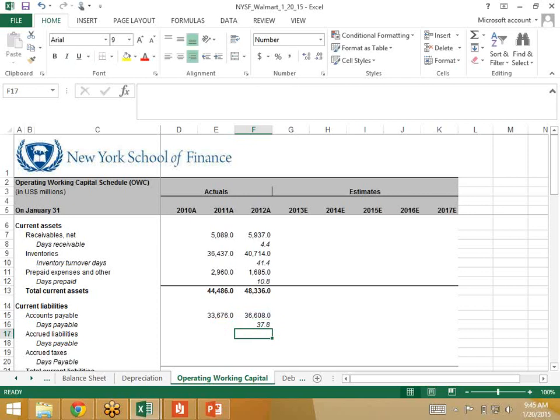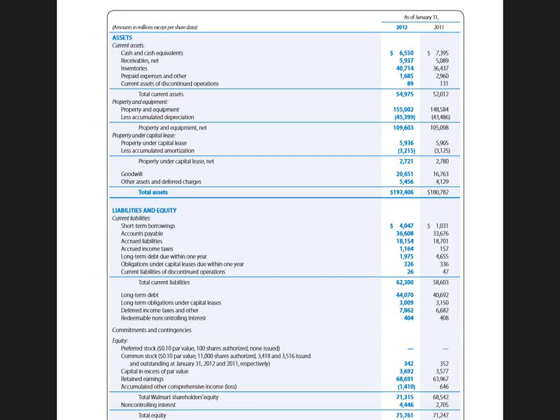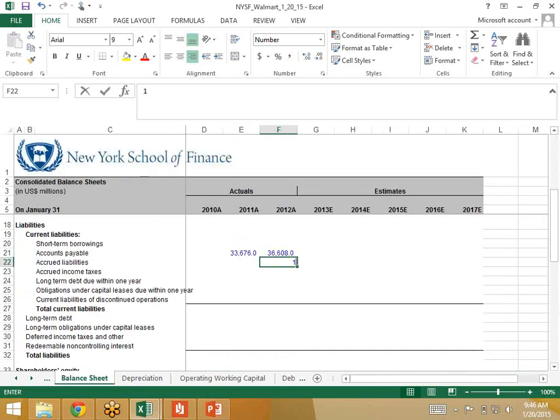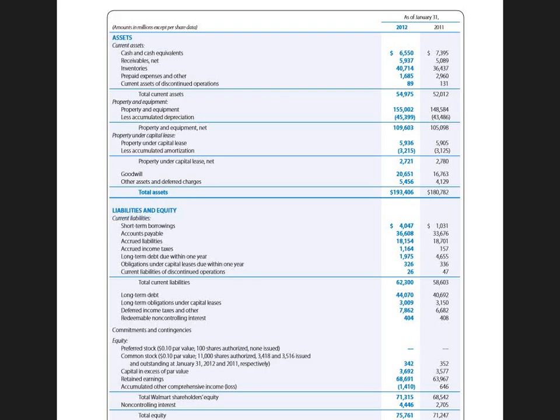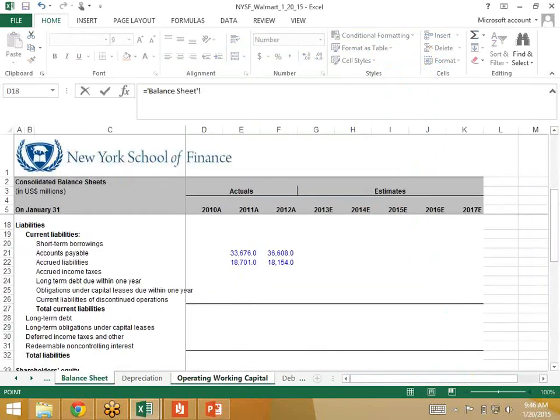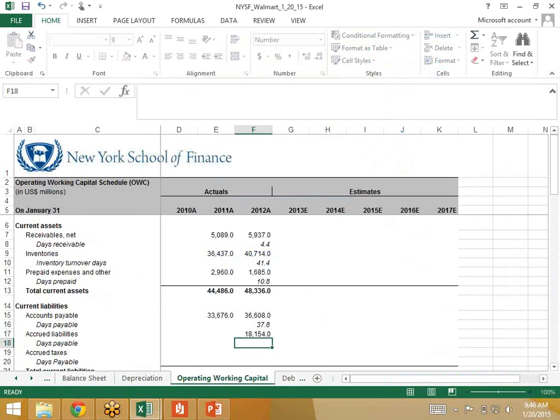Accrued liabilities. Same idea. We have 18154 and 18701. Pull that into the working capital. And again, take the average divided by what? What's accrued liabilities now?